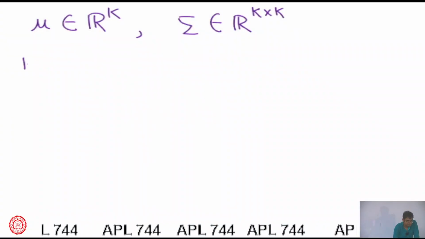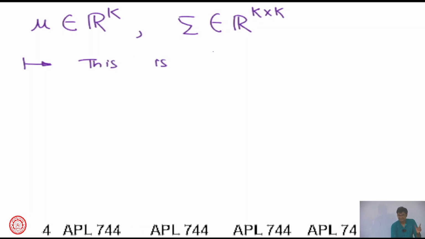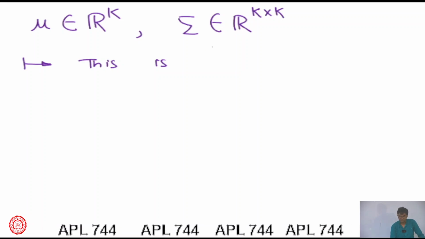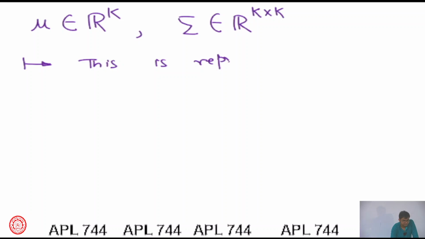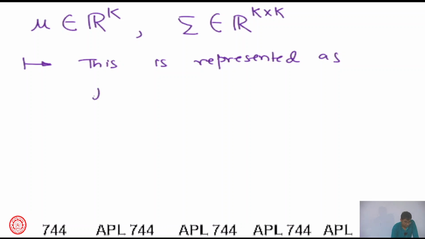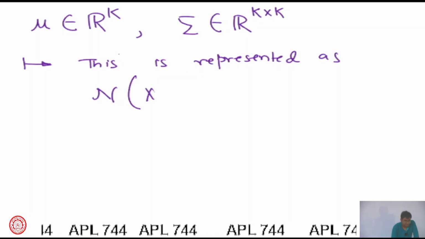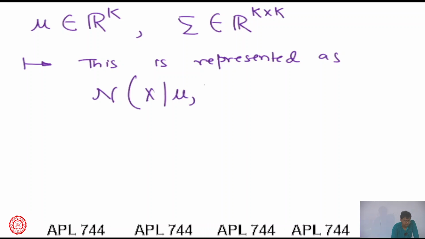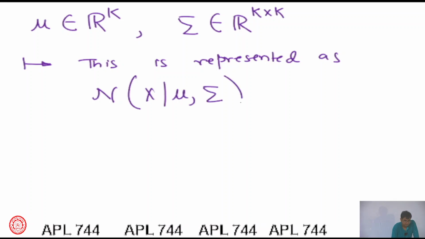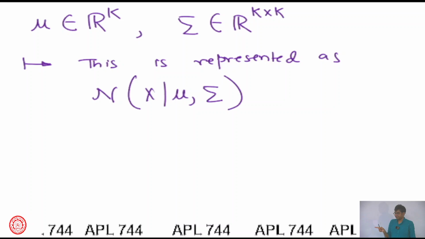Okay, I don't think there is anything else to be defined, and this is represented using the exact same notation as the univariate case. So calligraphy again. By this I mean the multivariate Gaussian distribution is represented as Gaussian of x, which is a vector now, given mu comma sigma. And remember, sigma is the covariance matrix.